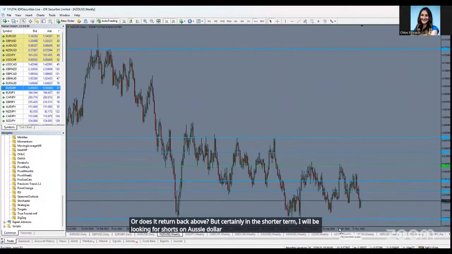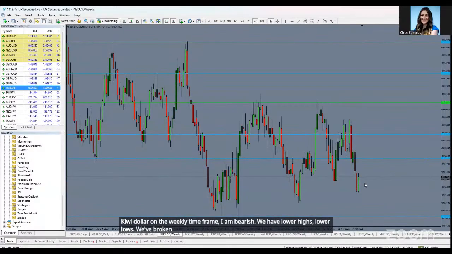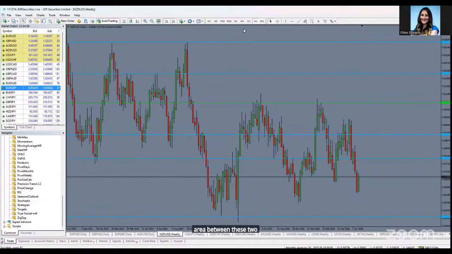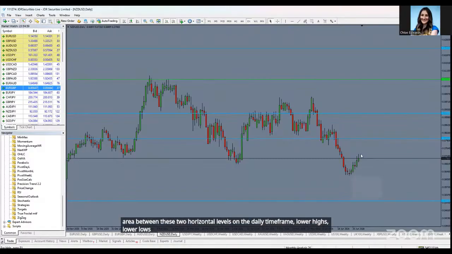Kiwi dollar. On the weekly time frame, I'm bearish. We have lower highs, lower lows. We've broken beneath this previous low. We're kind of somewhere in the middle of this area between these two horizontal levels. On the daily time frame, lower highs, lower lows, a pullback just happening now. I am bearish on Kiwi dollar and waiting for a return to the downside here.